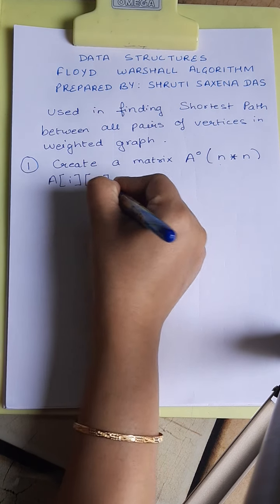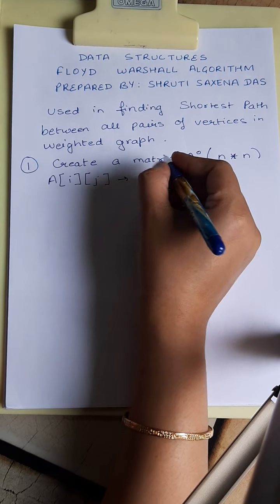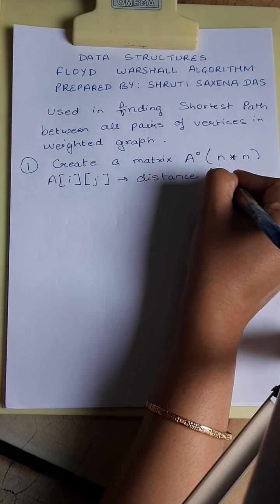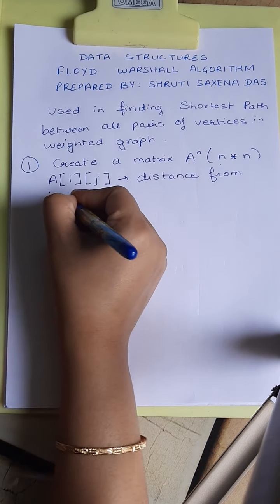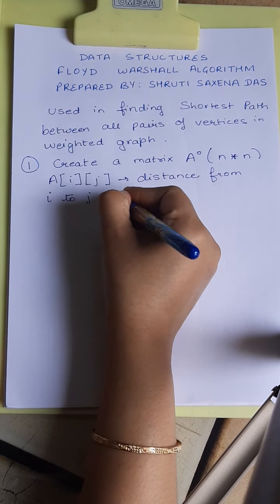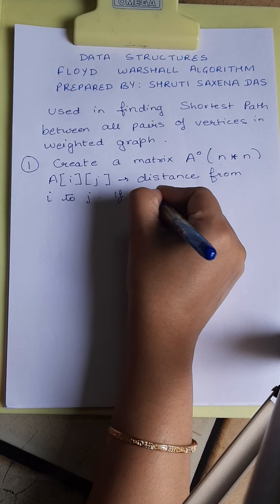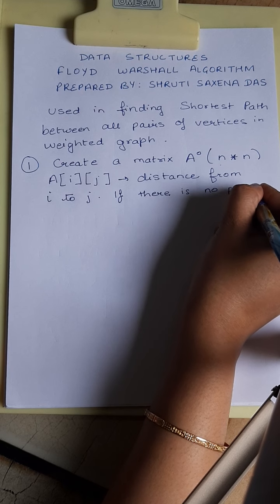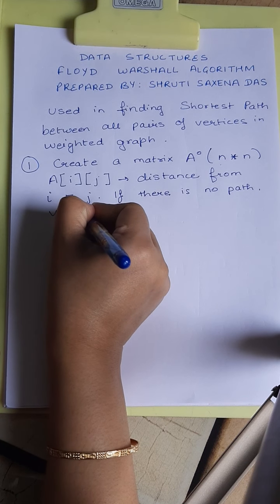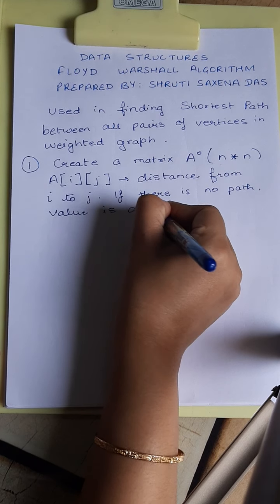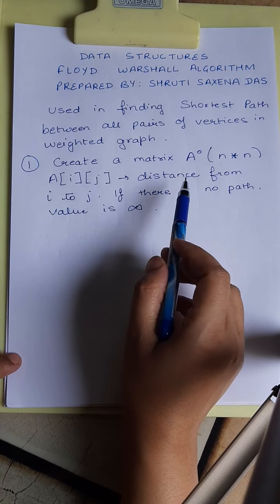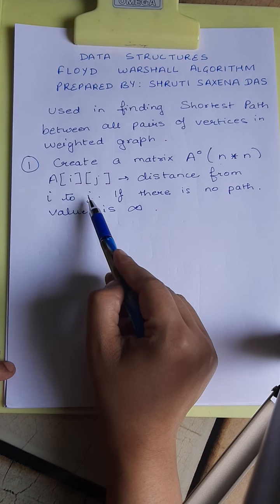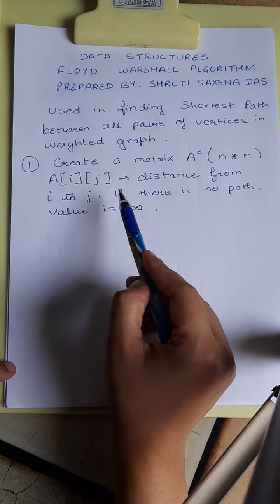A of ij will contain the cost or distance which will be given, so the distance from node i to node j. And if there is no path or no edge, the value will be infinite. So you have to fill like this. The first step says that you have to start with the matrix A naught. Here you have to fill the distance from i to j if the edge is existing. If the edge is not existing, then you have to write infinite.